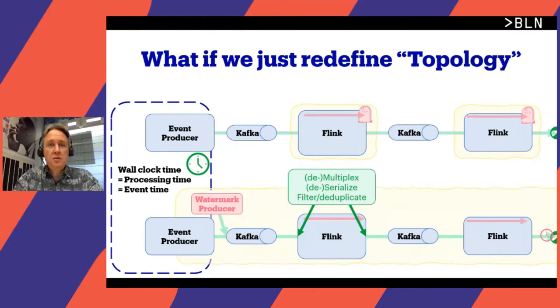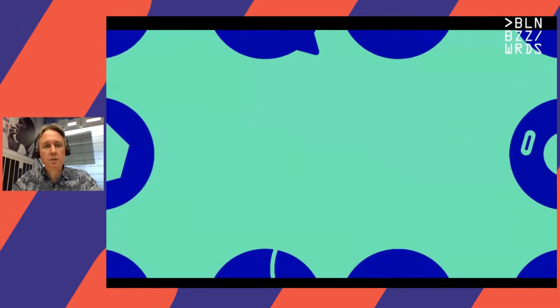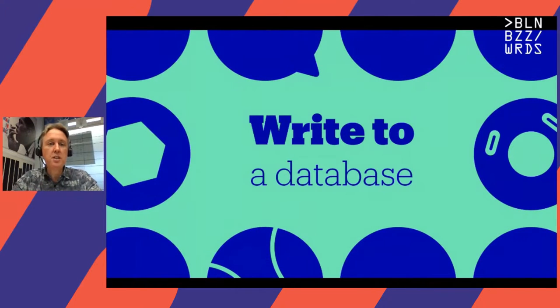Also, the deduplication is very important, because if you have a few operations within your topology, the number of duplicates of all the watermarks will be very, very great. So that is something that I still have to look into on how that can be solved. And also ordering. I suspect that this will only work if you have a transport pipe in between that guarantees ordering. So the final step to think about that we would talk about is the writing to the database.